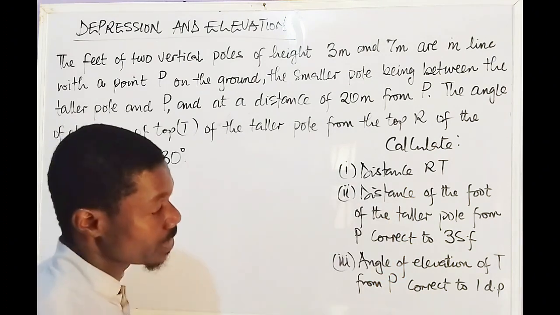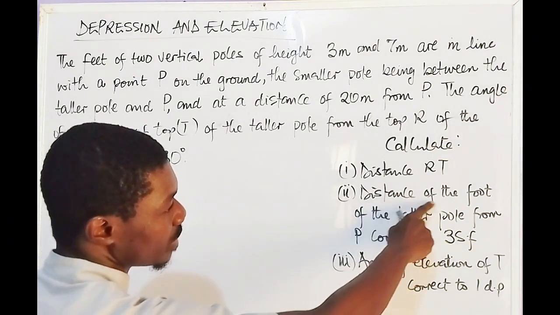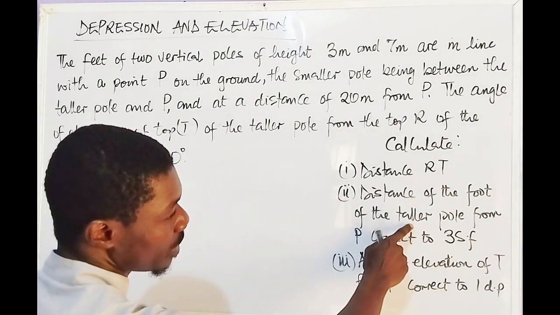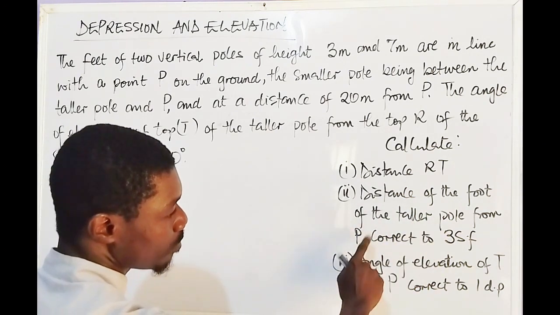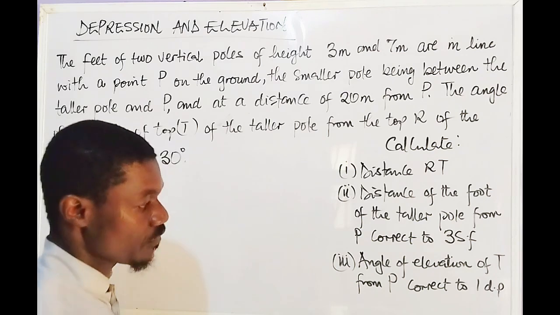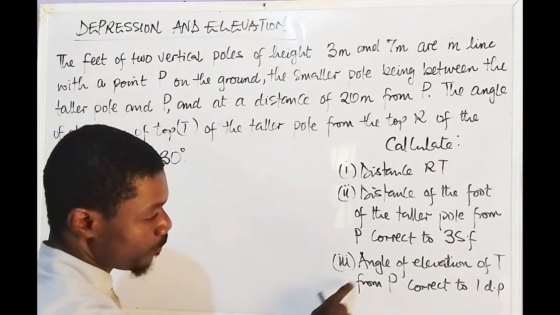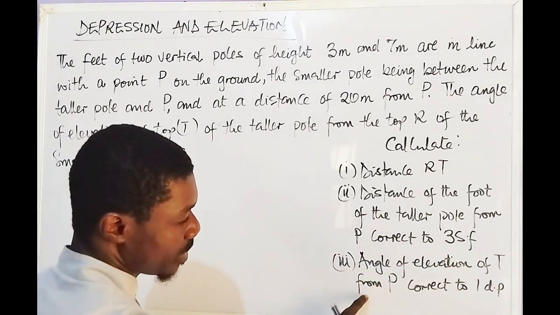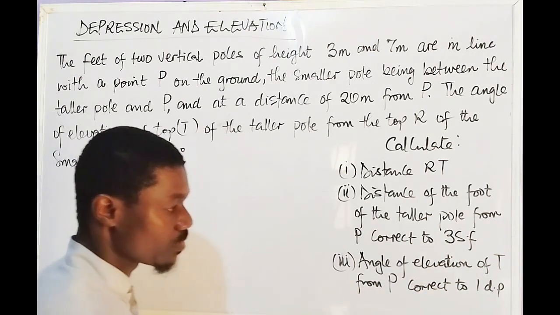The distance RT, 2. The distance of the foot of the taller pole from P correct to 3 significant figures, and 3. The angle of elevation of T from P correct to 1 decimal place.